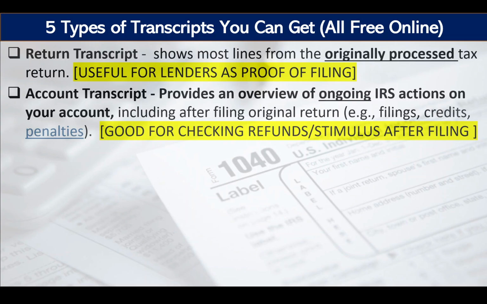So the top one is really about income verification. It's sort of your baseline or snapshot of your tax as it's been processed. And your account transcript, I think, is the one that keeps showing ongoing transactions. So I think this is definitely the one you want to use for checking your refunds and stimulus after filing.